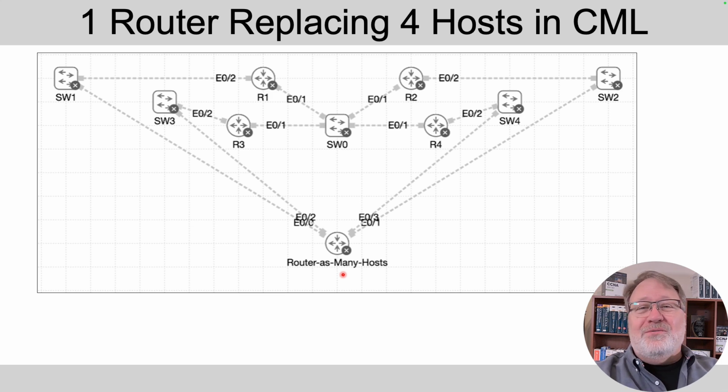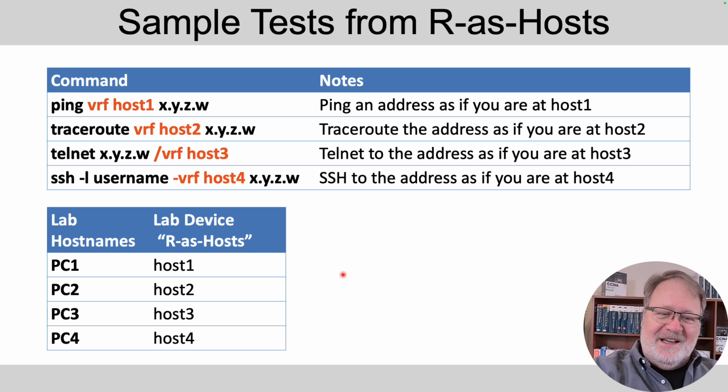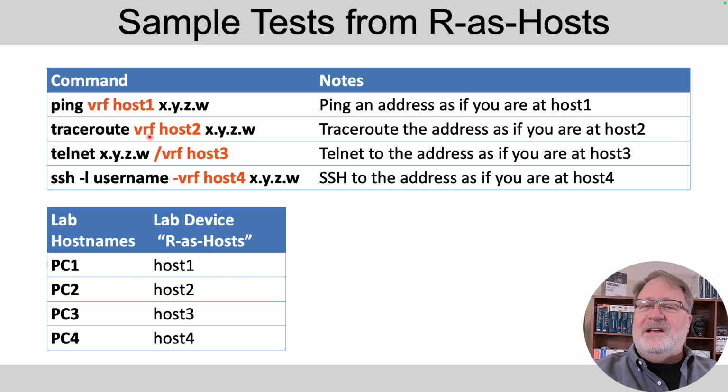But for you, you don't really have to understand how it does it, but you can understand this. If you log into the console of that router as many hosts device and do commands like these, ping, and you give it a VRF name as you see here, then you can ping as if you're host 1 or traceroute as if you're host 2 and so on, and test as if you're each of these hosts, and it generates packets and sends them into your network and it mimics those hosts. Why do we bother doing that?